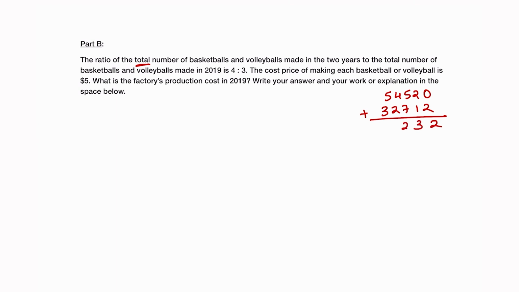That's 2, that's 3, that's 2 there, 1 here, that's 7, and that's 8. So that's the total for volleyball and basketball. So it says total, both are total now, right? For the year 17, 18, and for the year 19. And the ratio is 4:3. The cost price of making each basketball or volleyball is $5. What is the factory's production cost in 2019? So we have to know for this year, not for this, okay?